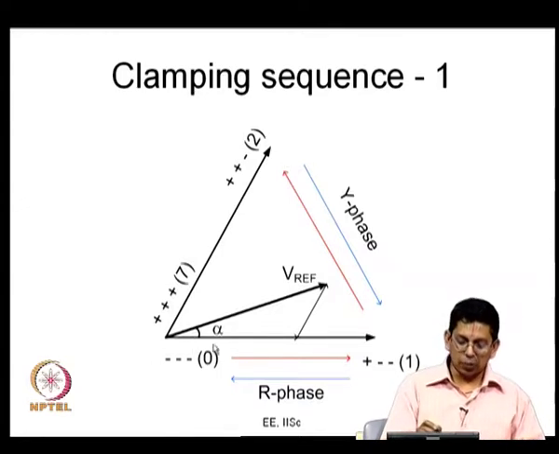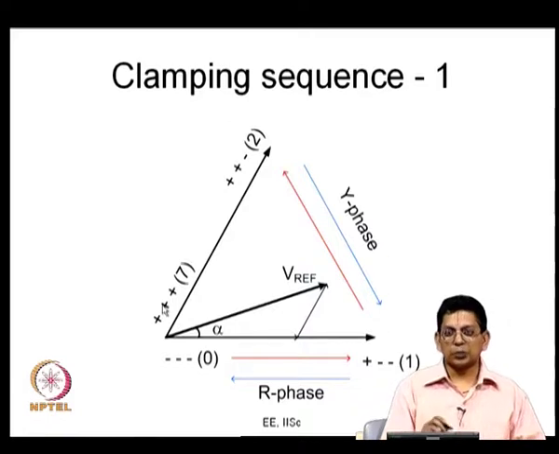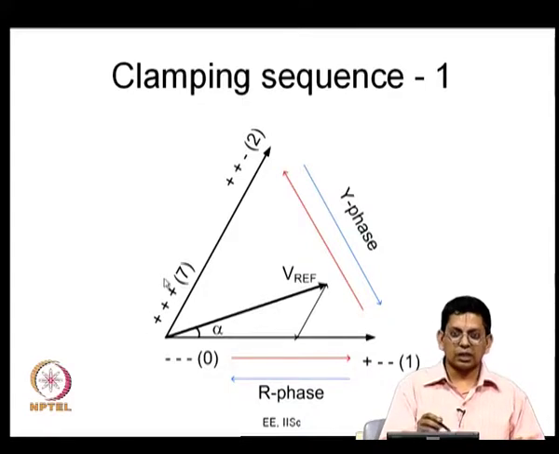It does not matter whether you apply 0 or 7, you can produce the same average vector. This average vector can be produced if you apply this for t1 seconds and this for t2 seconds and the null vector for tz seconds. It is not necessary that you apply both of them for equal durations, 0.5 tz and 0.5 tz. This can be 0.4 tz and that 0.6 tz, or 0.2 tz and 0.8 tz, or as a special case only this state can be applied for the entire tz, or only this state can be applied for the entire tz.